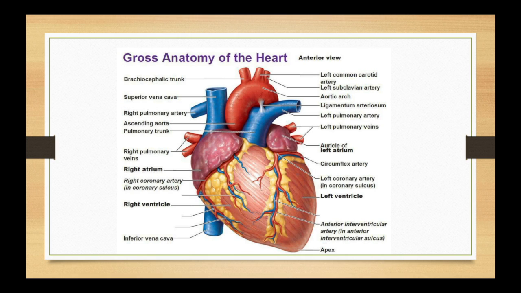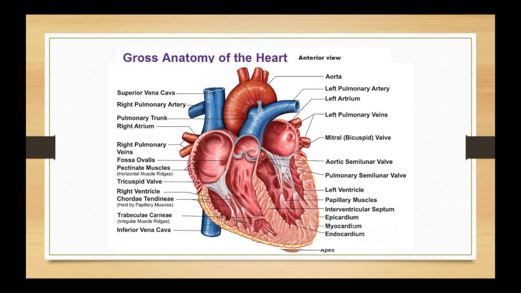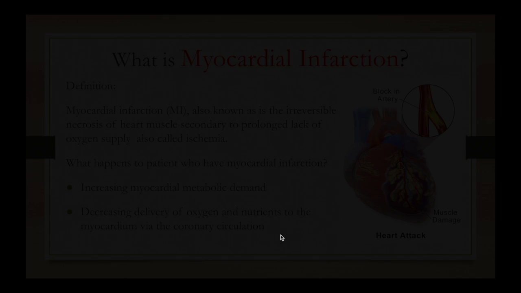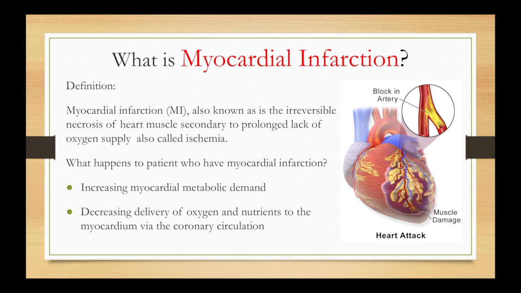So this is the overall look of the heart, and when you cut it open, it will look like this. MI happens in the coronary arteries, here the red vessel in the pictures. So the first question is, what is myocardial infarction? The definition of the disease is lack of oxygen supply.